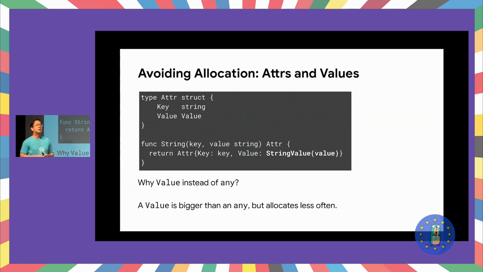Last but not least, these Attrs are just key-value pairs. That's what an Attr looks like. It's very simple. The key is a string. But the value is not an empty interface or an any. It's this special type, slog.Value. And that's the last and maybe the cleverest allocation optimization that we do. So when you construct, say, a string attribute, the key is just the key, and for the value, we call this StringValue function to turn an ordinary string into a capital V Value. So why Value? We're going to trade space for allocations.